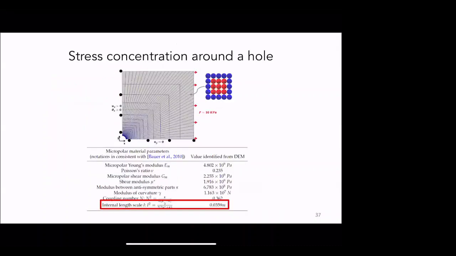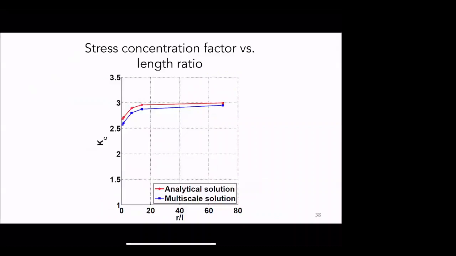And this is actually what we're trying to do. We try to introduce the length scale parameter and see whether we can recover the size effect. And this is our result compared with the analytical solutions. As we saw before, as we make R divided by L, the radius divided by the cell length, larger and larger, the length scale effect vanishes, but when it's small, you can see that we recover the KC, which is the stress concentration factor in the DEM model.